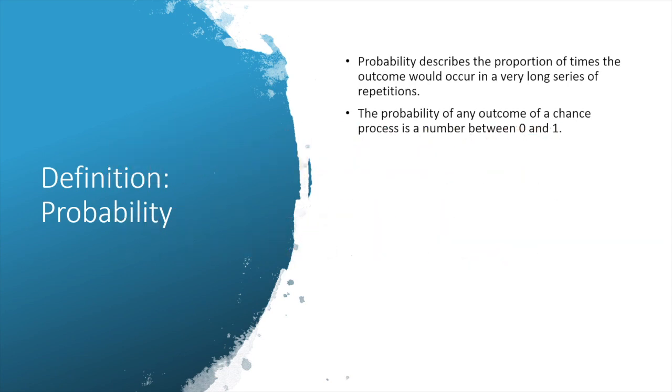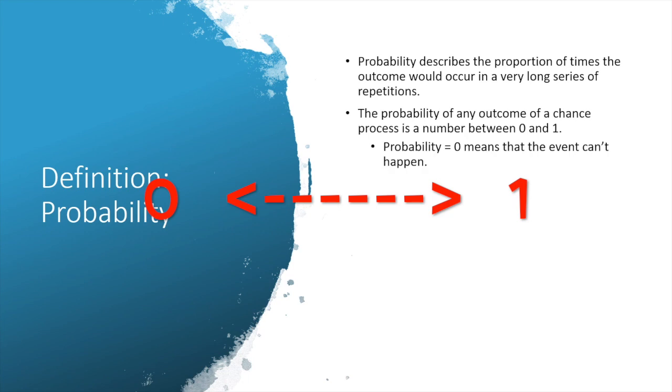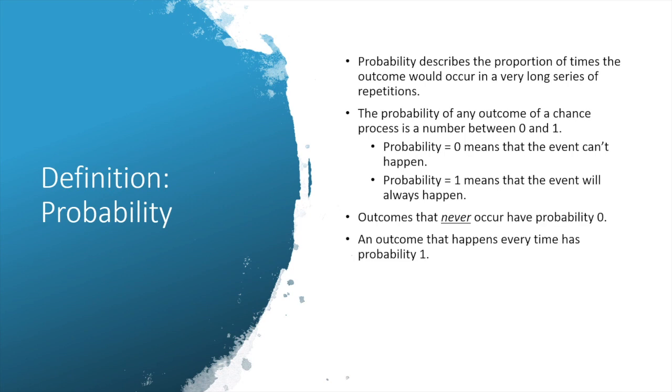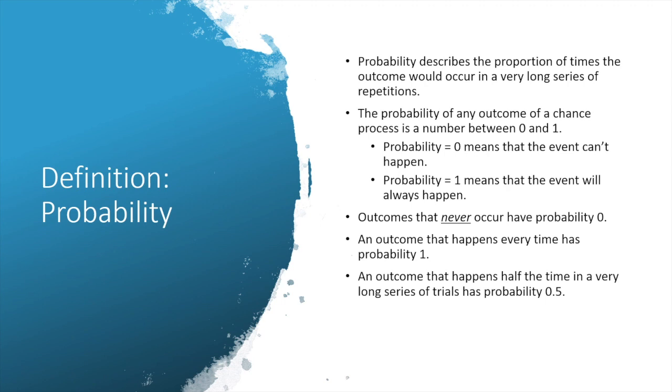Probability is calculated as a number, and it can be anywhere from 0 to 1. If the probability of an event is 0, that means it just can't happen. It's not possible. If the probability equals 1, that means it always happens, every single time. So if it can't occur, it would have a probability of 0. If it happens every single time, it has a probability of 1. And usually it's somewhere in between. So if it happens half the time, then you'd get a probability of 1/2 or 0.5.